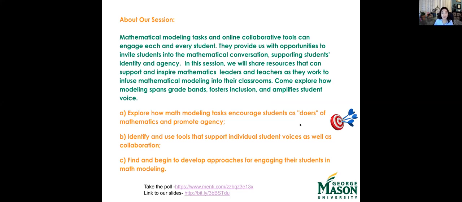Just a little bit about our session. I know you read the blurb that we shared, but the most important thing that we want to share tonight is really how you might engage in math modeling with your students. We think it really encourages students to be doers of mathematics and promote math agency. We also want to identify some tools that we've been using during our online teaching as we're really trying to promote student voices as we're working on collaboration and problem solving. And finally, we'll share some strategies for starting with math modeling in your school or in your district. So that's kind of our agenda for tonight.